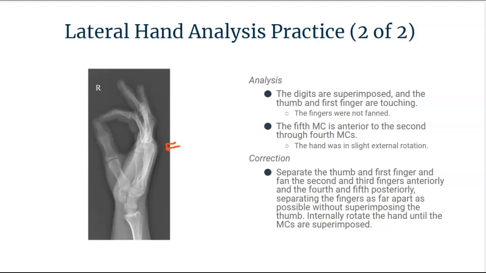The 5th metacarpal here is demonstrated anterior to the rest of the metacarpals, letting me know that I'm in a slight external rotation. And we don't have the fingers truly in a fan lateral projection. Some of them are superimposing each other. So we need to separate these fingers. We need to internally rotate that hand until the metacarpals are superimposed, and we need to separate the first and second digits to open up those joint spaces.